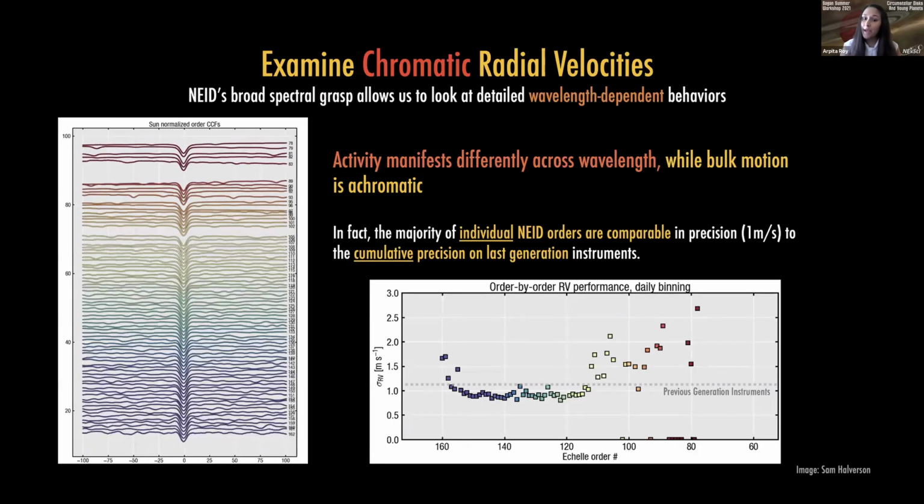You can also look at chromatic radial velocities, so not just the near infrared, but look at the optical and the near infrared together, because if you see a signal in one and not in the other, that tells you something about the star. And the cool thing is with instruments like NUID that are coming online that have broad band passes going from something like 380 to 930 nanometers, you actually have a lot of wavelength range to play with. And the precision is so high that individual NUID orders, so chunks of about 100 nanometers, are at about 1 meter per second precision. So this is the precision that whole instruments used to be at in the last generation. And now we can chunk up the wavelength with that precision.